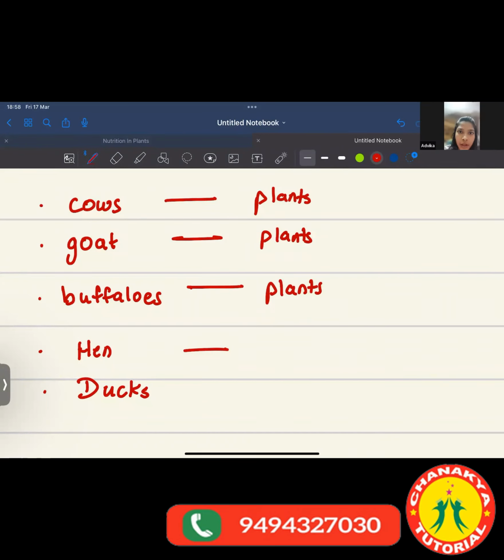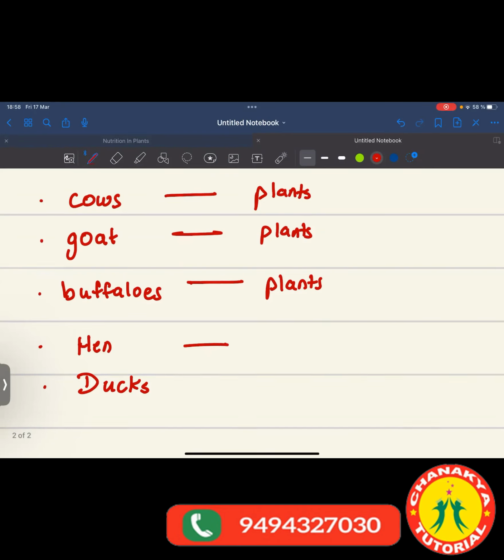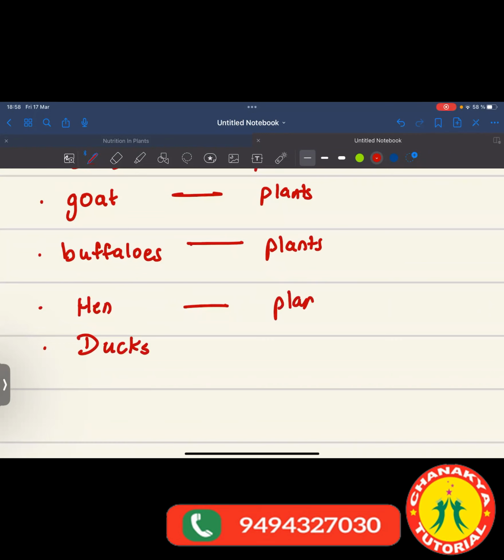No, ma'am. It depends upon the insects also. Okay. It eats insects also. Then it eats plants and animals, right?